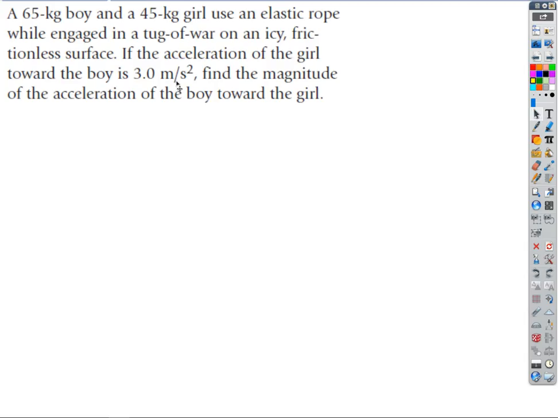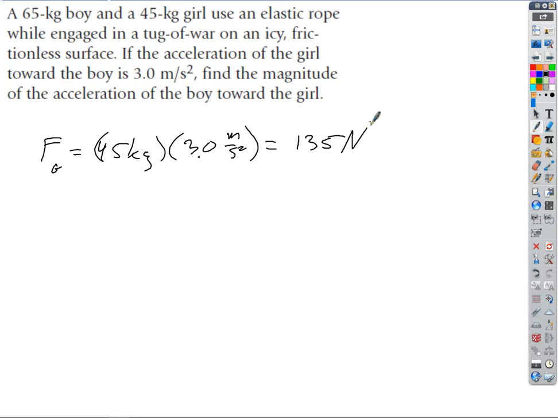The forces have to be equal, but that's not a force, that's an acceleration. You can use the acceleration and the mass to find the force. Okay, good. So F equals ma, right? So the force on the girl, F sub G, is going to be her mass, which is 45, times 3.0 meters per second squared. So what's that giving us? 135 newtons. So that's the strength of the force acting between the two, right?